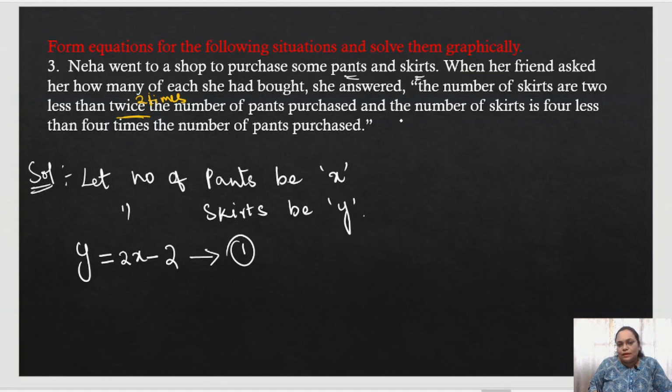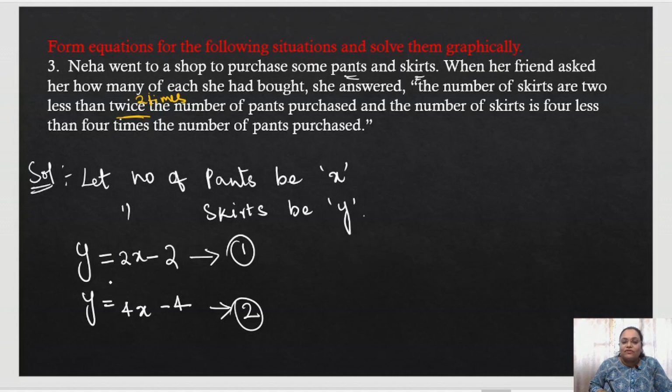Then see here, the number of skirts is nothing but y, right? y is equal to 4 less than, minus, 4 times the number of pants, that is 4 into x. So again, y is equal to 4 less than, which is minus 4 times the number of pants, 4x. So this will be our equation number 2.